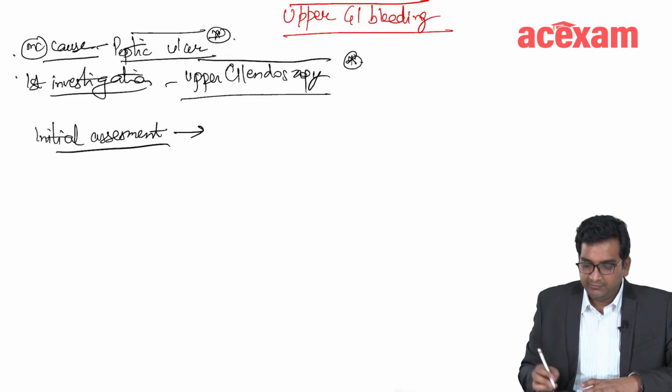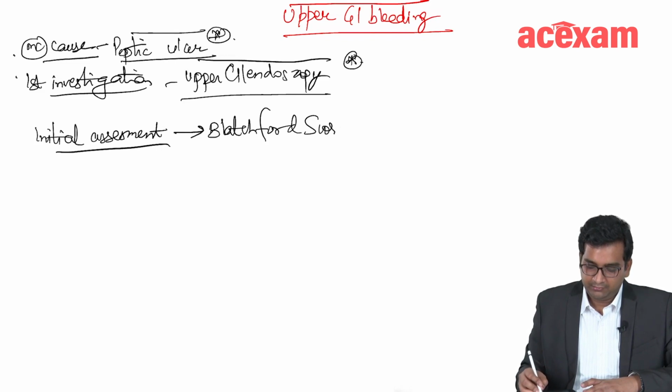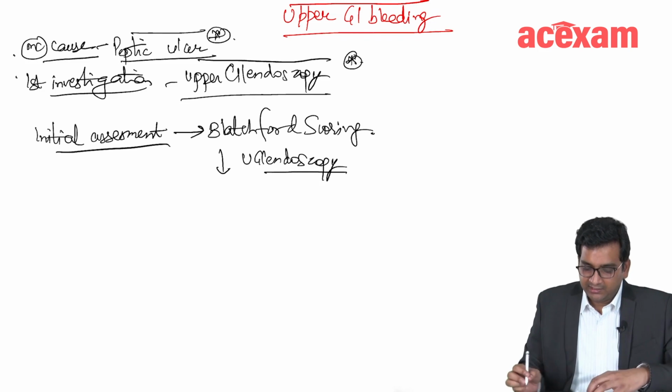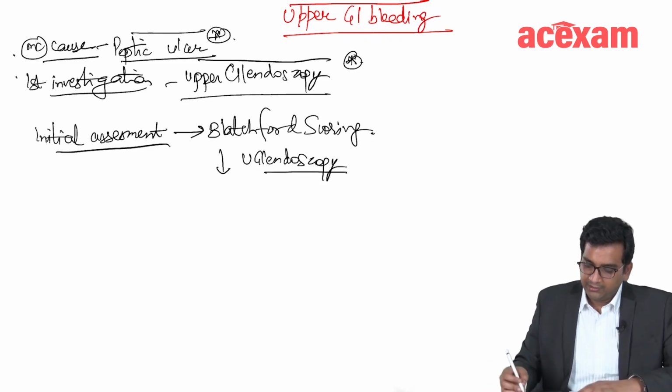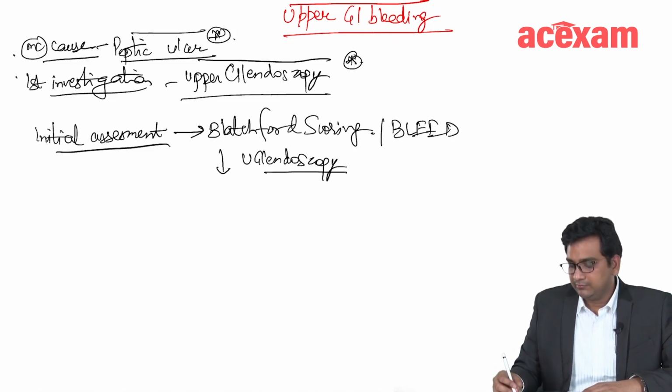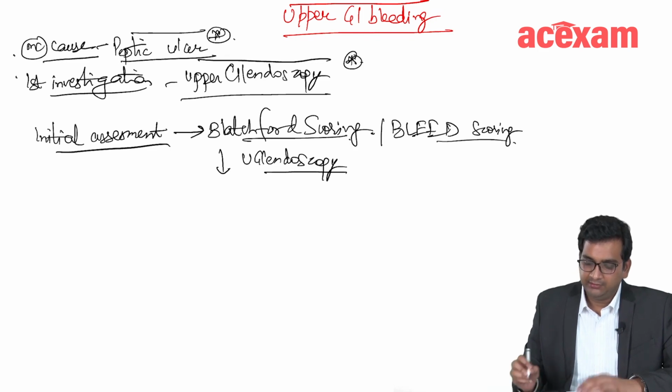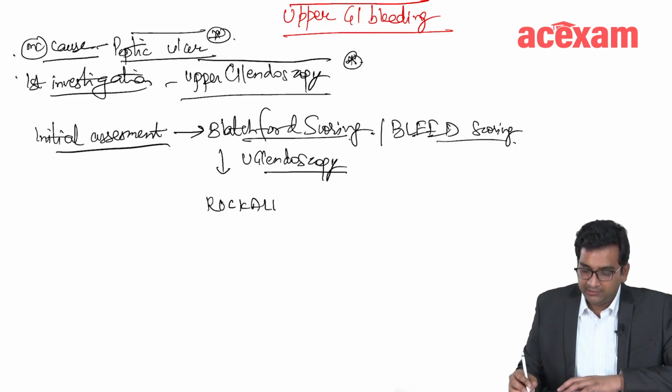For initial assessment we will do Blatchford scoring. Okay, then we will do upper GI endoscopy. Okay, in this, Blatchford scoring and bleed scoring, okay, in these two scores we will do when the patient is first received in the emergency. Then we'll do the upper GI endoscopy, and after this upper GI endoscopy, we will calculate a Rockall-Baylor score.